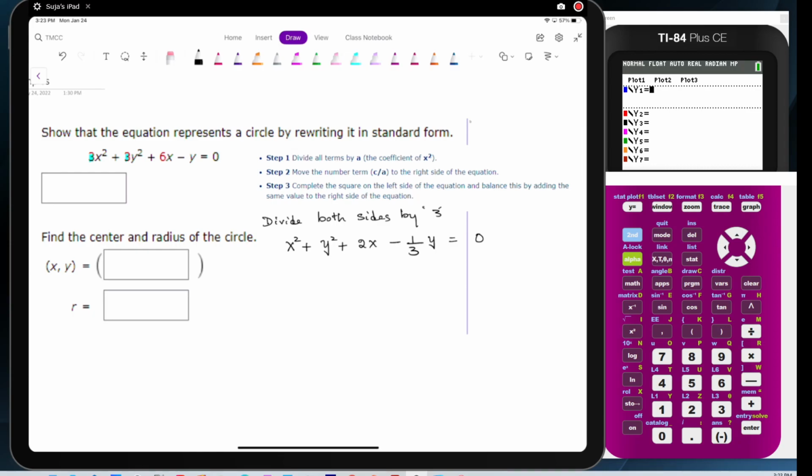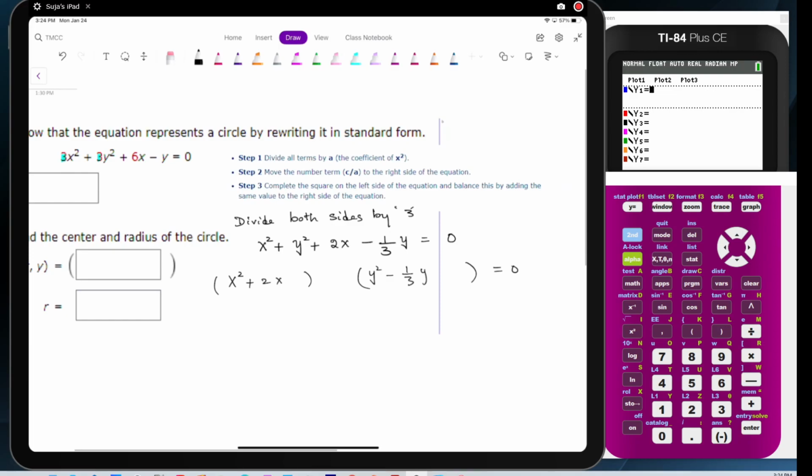Okay, so the next step is move the term, which is c over a, to the right side. So what that means is move the constant term to the other side. Since I don't have a constant term, I don't have to do step 2. Now for step 3, in order to do step 3, I'm going to take you through some process. Before you do step 3, what I want you to do is group the x terms together and the y terms together. Okay, so group them together.